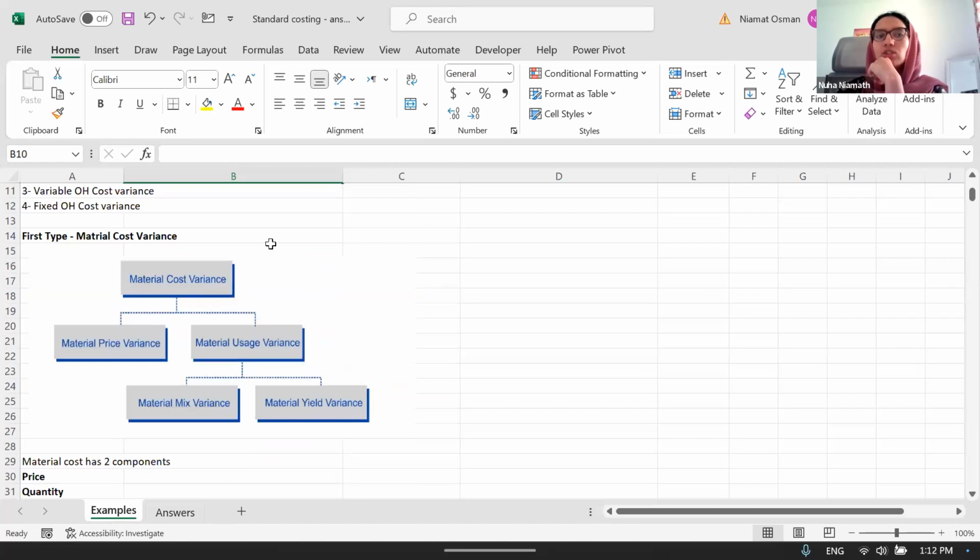If you can see this chart, the top variance is the material cost variance. Under it, we have two: material price variance and material usage variance. Under usage, we have mix variance and yield variance. Keep the mix variance and yield variance aside. What you need to understand is that if I add the price variance plus the usage variance, it has to add up to the total cost variance. Clear? So your material cost variance will always be equal to your price variance plus the usage variance.